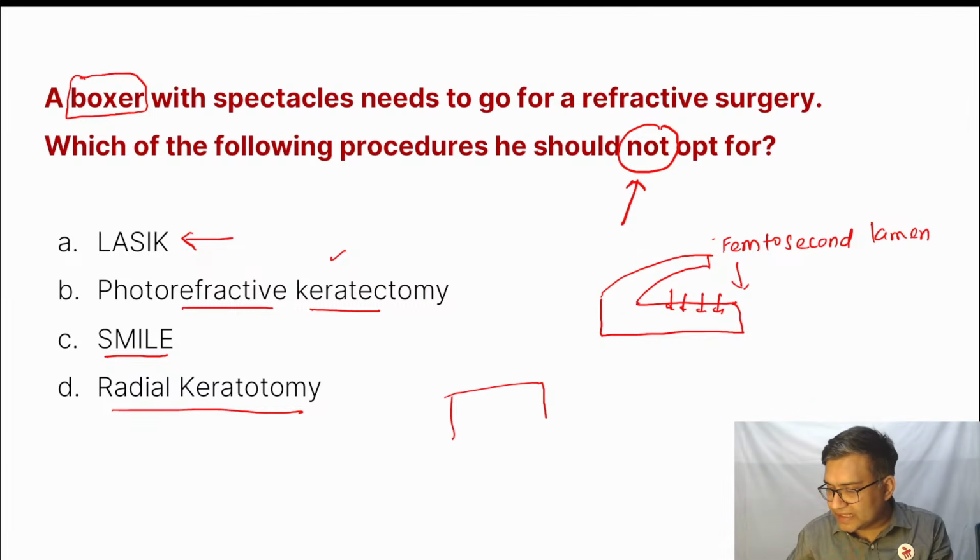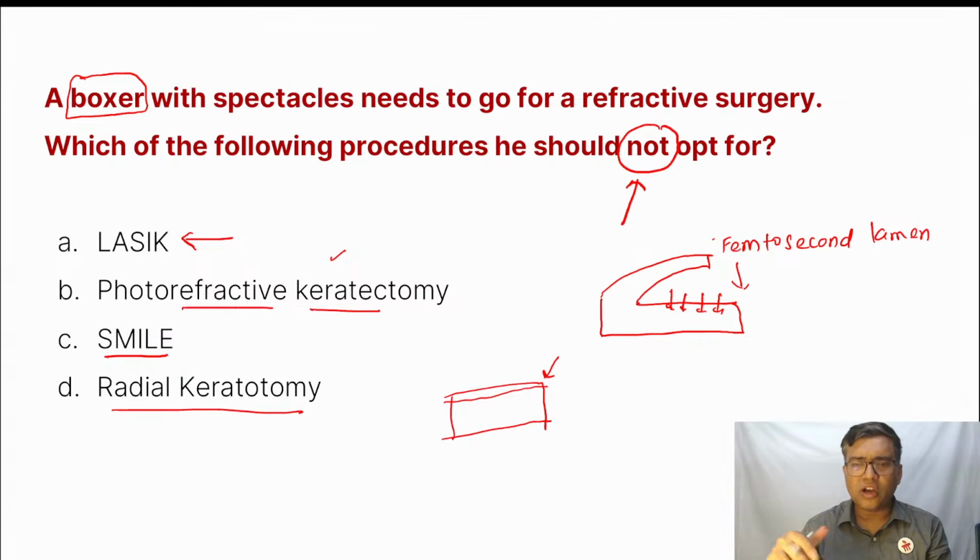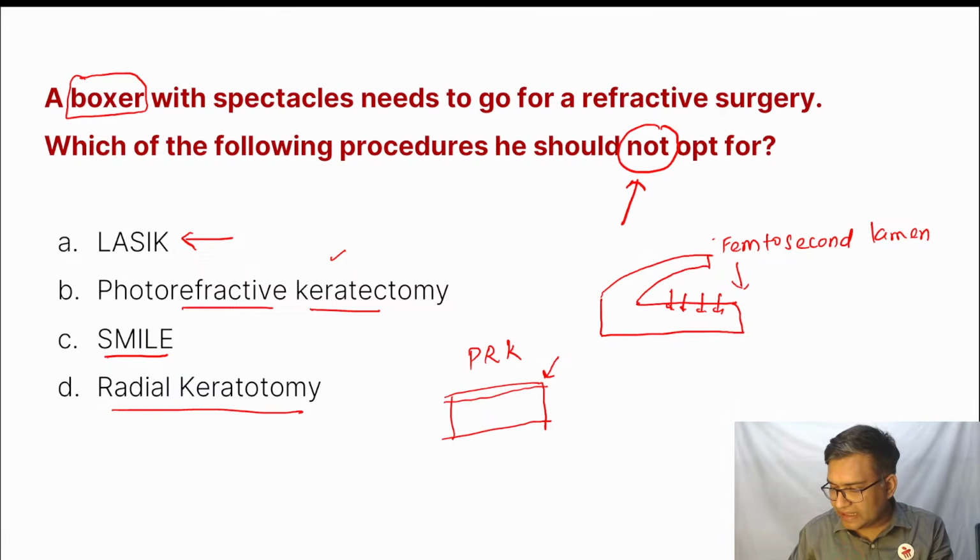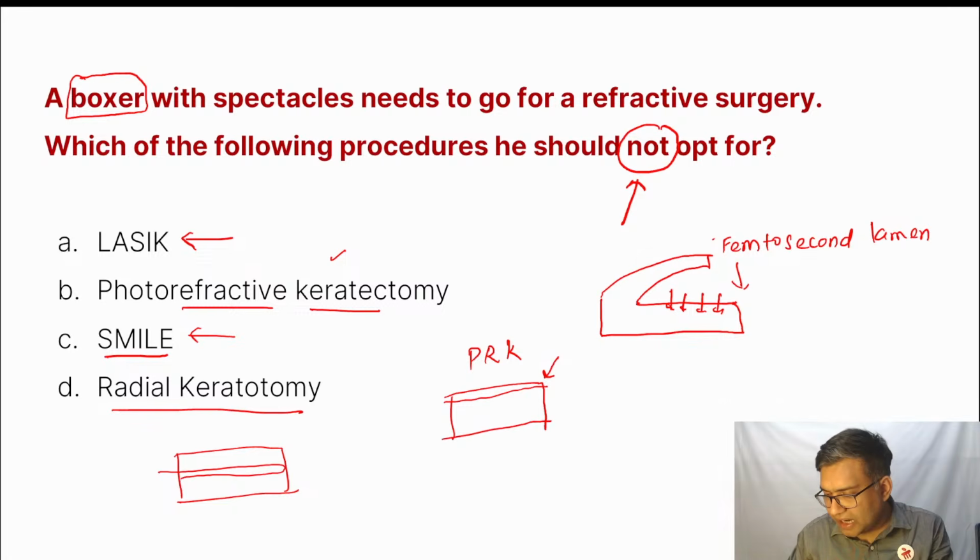That you basically remove the outer epithelium by scraping it or with the help of laser, that is called PRK. Now what happens in a SMILE? That is the small incision lenticular extraction, that you remove a part of stroma from a small 2 millimeter incision.